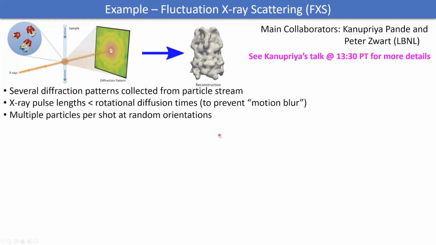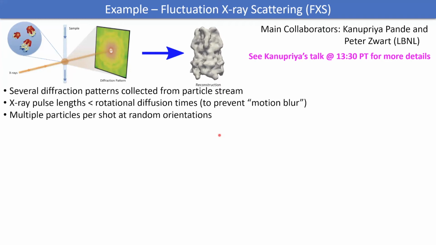Essentially what you do in these experiments is you collect a large number of X-ray diffraction patterns from a stream of particles. You can either set up the stream so that the particle distribution is very sparse, so that you basically only hit a single particle for each diffraction snapshot. But the nice thing about FXS is that it also works if you have lots of particles in the beam at the same time, so that each diffraction pattern is some kind of average over all the particles that you're imaging.